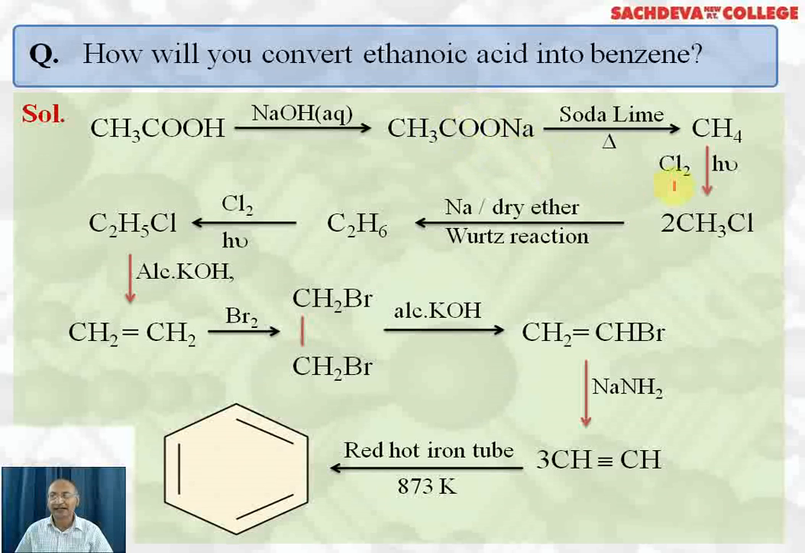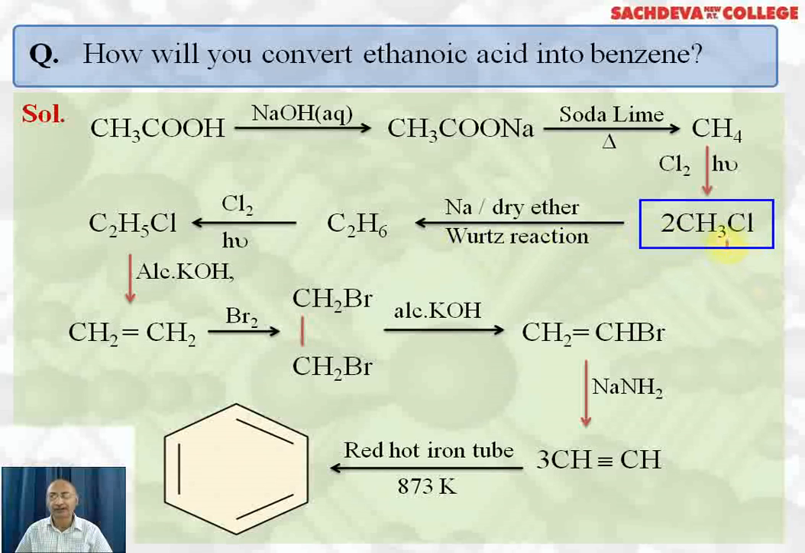Then we are treating it with chlorine in presence of sunlight. Free radical substitution reaction will take place and we will get chloromethane. Now from chloromethane we want two carbon atoms because ethanoic acid contains two carbon atoms, and benzene also can be obtained from acetylene which contains two carbon atoms. So we are carrying out Wurtz reaction. And speciality of Wurtz reaction is the carbon atoms will become double.